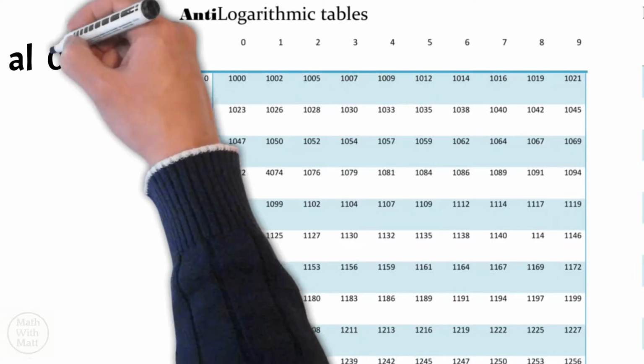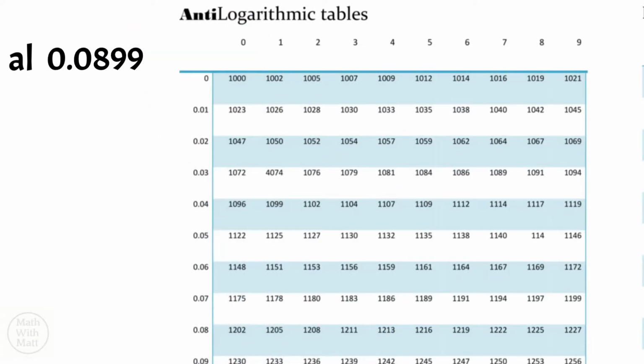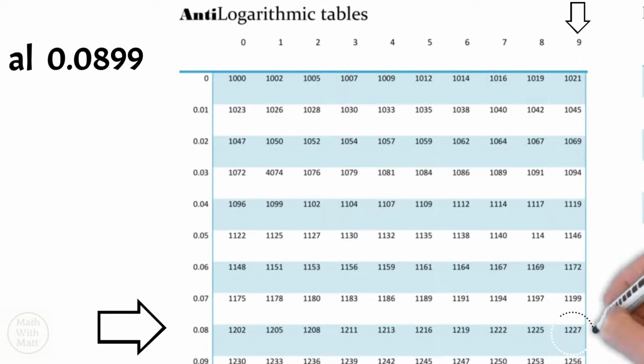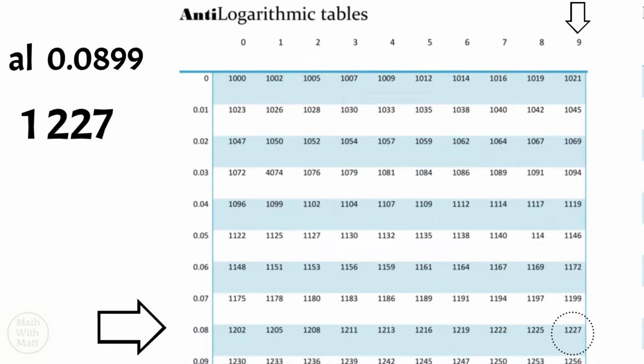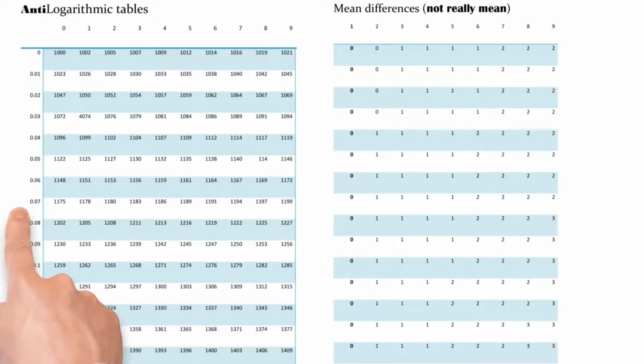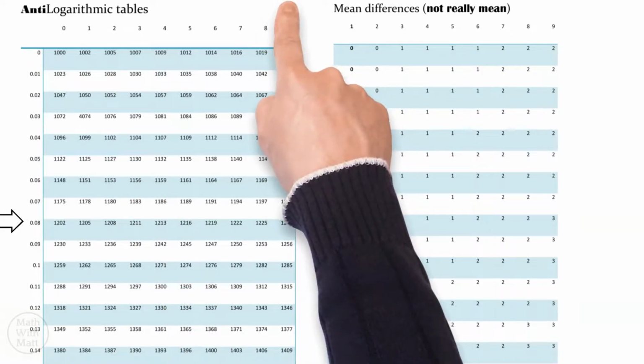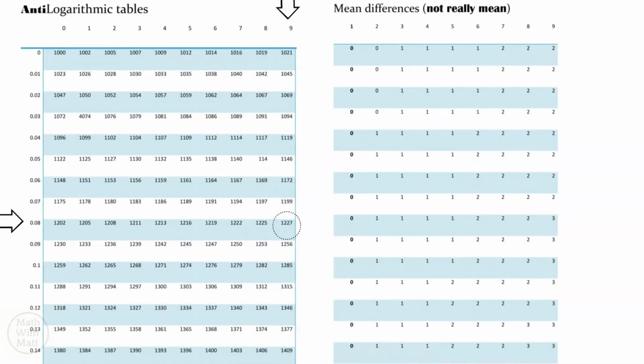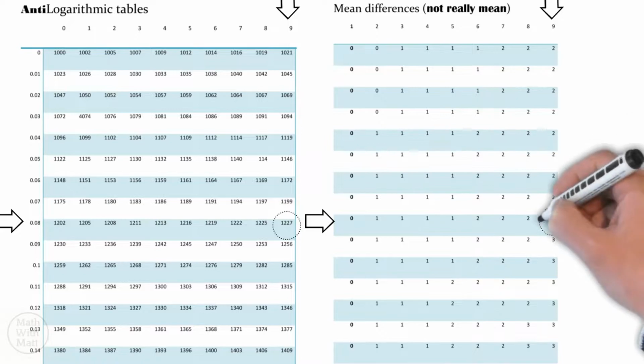So, to find the antilog of 0.0899, we first find the first three digits on the leftmost column, and stick to that entire row. Then we find the fourth digit on the topmost row, and stick to that entire column, and see where the rows and column intersect. In this case, they intersect at 1227. And since there is a fifth digit also, we get to see the mean difference table of antilog table. We stick to the same row on antilog table, and the column of the fifth digit column, and see where they intersect. In this case, they meet at 3.